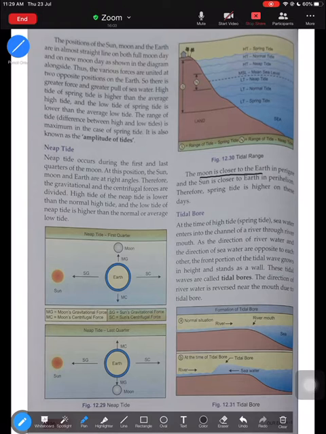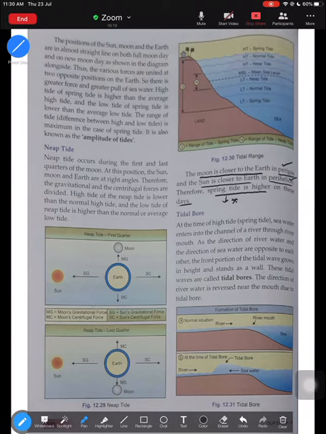When the moon is closer to the earth, we call it perigee. When the sun is closer to the earth, we call it perihelion. So spring tide is higher on these days. So spring tide is really high during perigee and perihelion, because the sun and moon are closer to the earth.